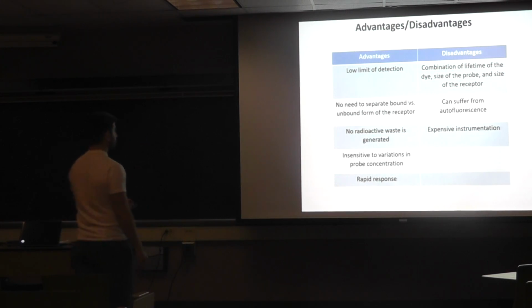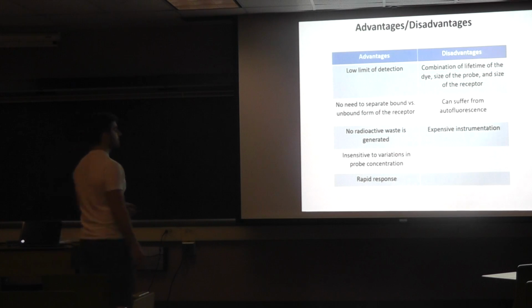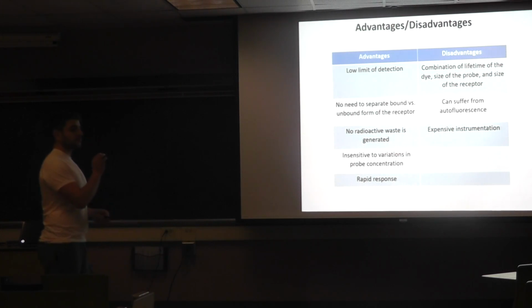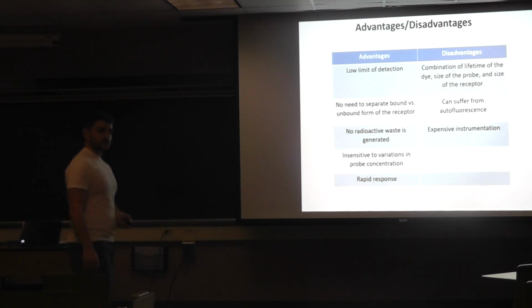Just it's not possible. As I mentioned again, you don't need to separate the bound versus the unbound form of the receptor. No radioactive waste is generated, so it's environmentally friendly. It's insensitive to variations in the probe concentration, and this is a very important point that I will come back to, is that it doesn't matter whether you use 1 nanomolar of probe or 0.1 nanomolar of probe. Your millipolarization value should be constant in each case. The only thing changing is the intensity value, but that shouldn't affect your results. But I'll come back to it again, because yes, you can go as low as you want, but you cannot go as high as you want.